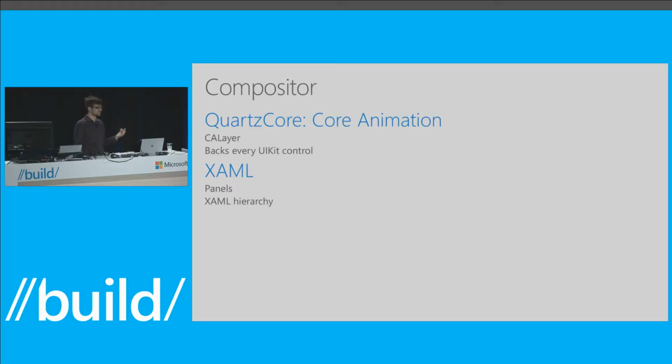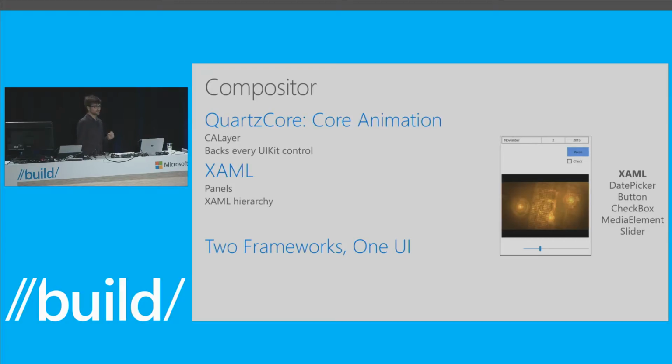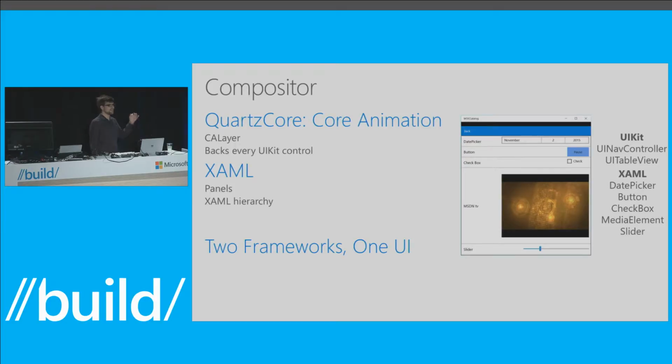And XAML has a similar system. It's got panels. Every panel knows how to composite, how to render to the screen, how to parent other panels. Now, what we've done is we've taken CA layer and backed it with its own XAML panel. And let that sink in a moment. This means that you can take your XAML controls, a XAML date picker, a media element, and embed them in a UIKit hierarchy seamlessly. These are in a table view, in a navigation controller, and if you want, you can put them in another XAML element. It's pretty cool.